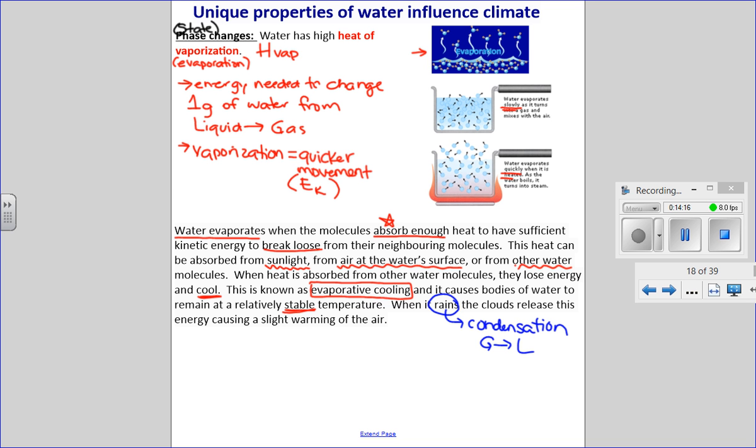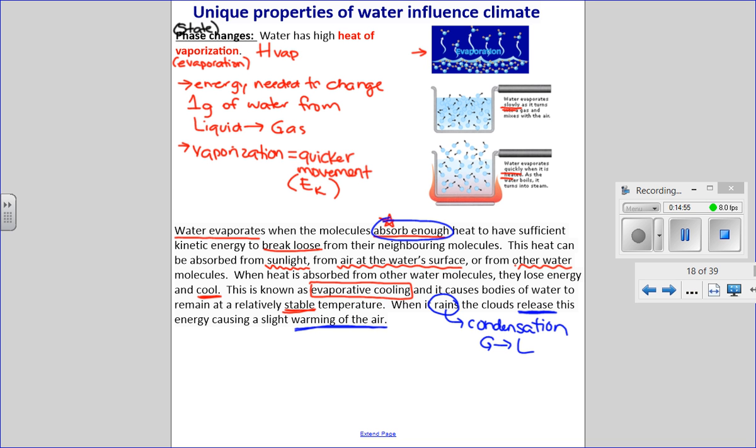Now when water changes from liquid to gas, it has to absorb energy from its environment. But when water changes from a gas to a liquid, the opposite happens. Water releases a little bit of energy, and what this means is that the air around it is a bit warmer. So, when water evaporates, the air around the water should be a little bit cooler because the water is absorbing energy to change state.